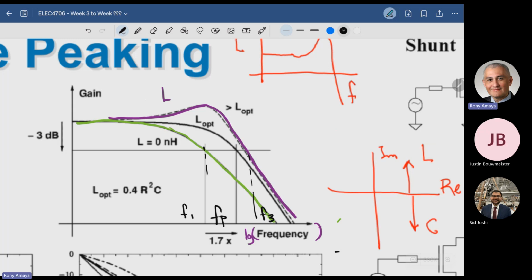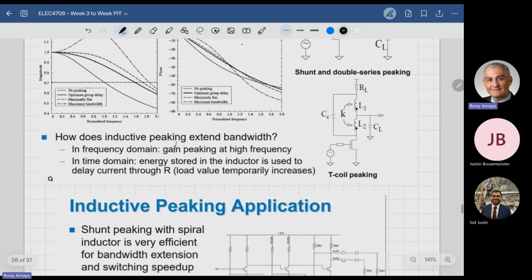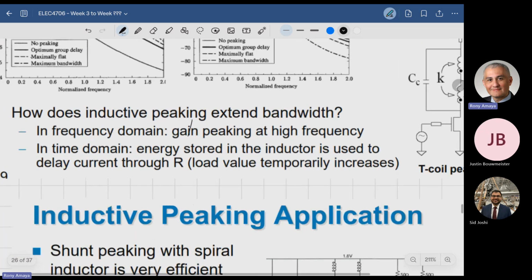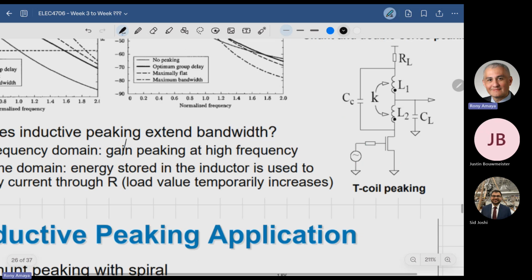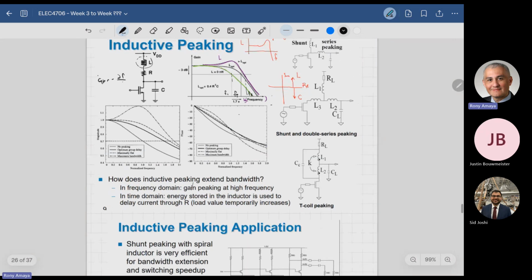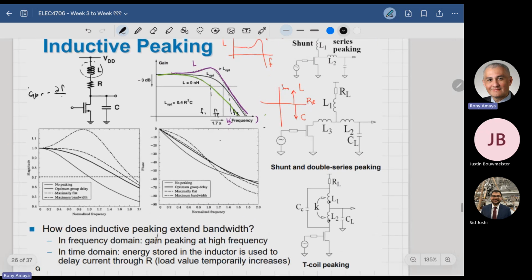In the time domain, what do we have? Gain peaking at high frequency, in the time domain, is basically energy stored in the inductor, and it's used to delay the current to the resistor, right? So the load value temporarily increases. That's effectively what we're doing. We're using impedance transformation as well. There are other ways to actually do inductive peaking.